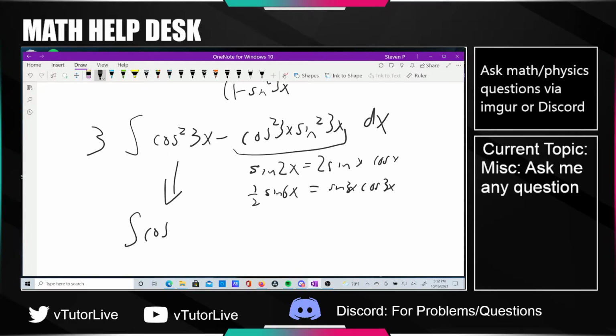So cosine squared of 3x, I think, is not too bad. I think this should be doable through UDU pairs or something. I'll address that in a second. But this part is the more interesting part of the problem, right? Cosine squared 3x, sine squared 3x, because this just turns into 1/2 sine squared of 6x dx. You see that?